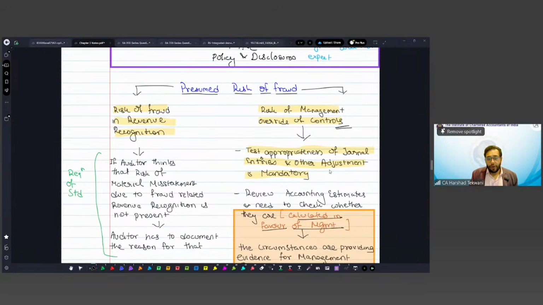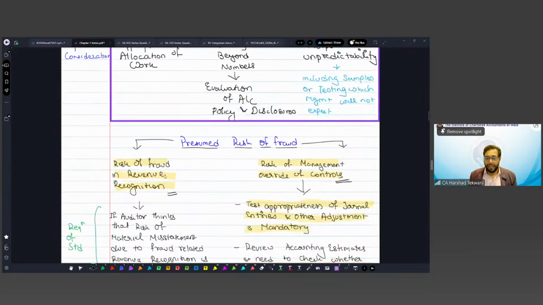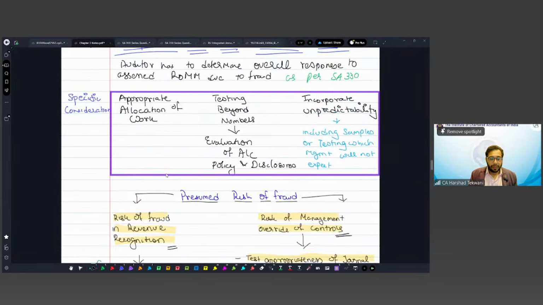Now coming to the fraud risk. Fraud risk for revenue recognition we have already seen: we will do testing with respect to the specific considerations and SA 330. So when I talk about fraud in revenue recognition, I will do testing as per SA 330 and as per the specific considerations. However, you have an option to say this when I say risk of fraud in revenue recognition.